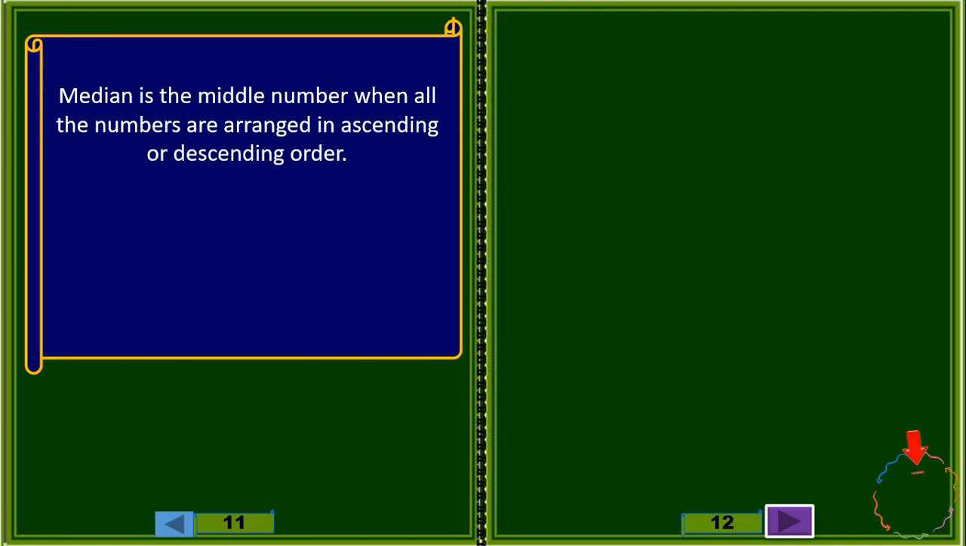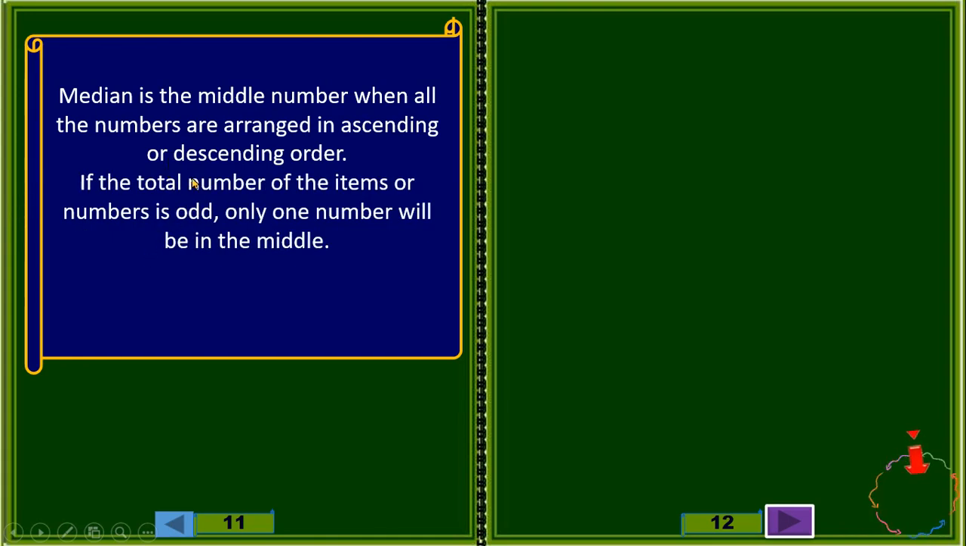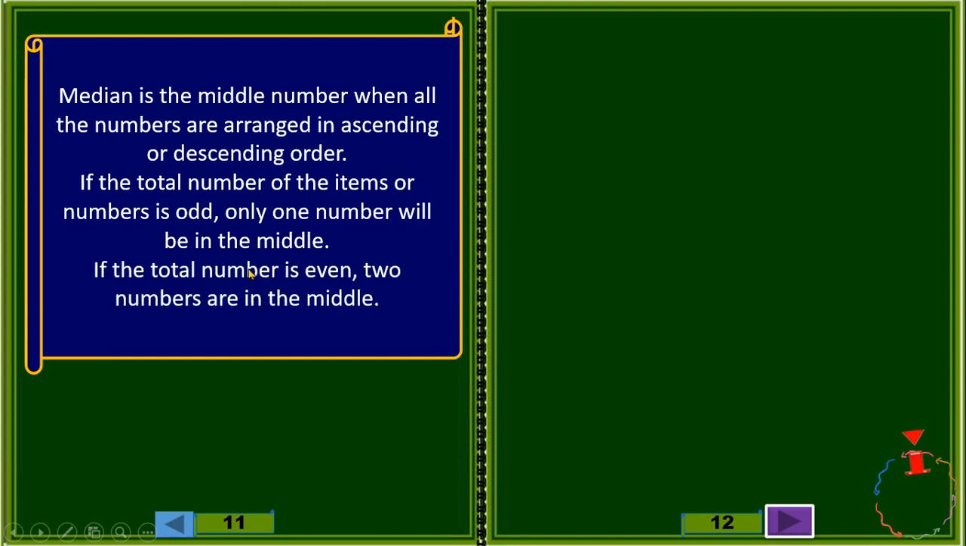Median is the middle number when all the numbers are arranged in ascending or descending orders. If the total number of items or numbers is an odd number, only one number will be in the middle. But if the total number is even, two numbers will be in the middle.